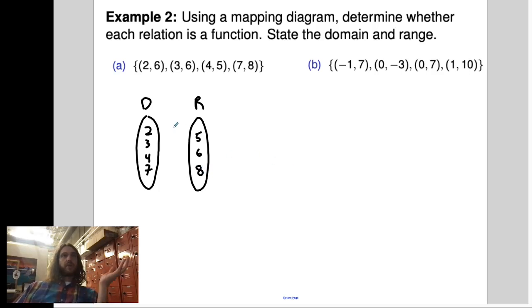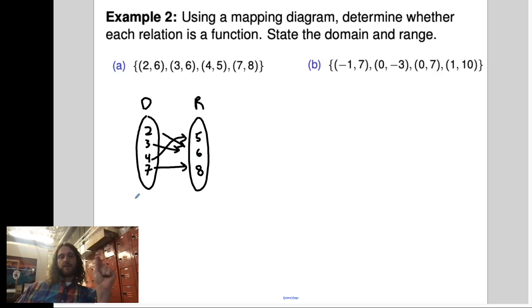Okay, so now we create our mapping. Notice how I didn't write 6 twice, right? I only wrote it 1 time. That's really key. 2 goes to 6. 3 is mapped also to 6. 4 is mapped to 5. 7 is mapped to 8. Now, we've created our mapping.